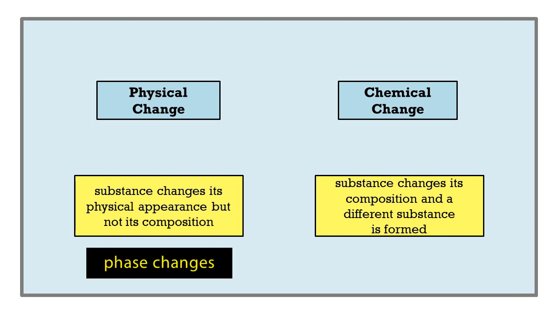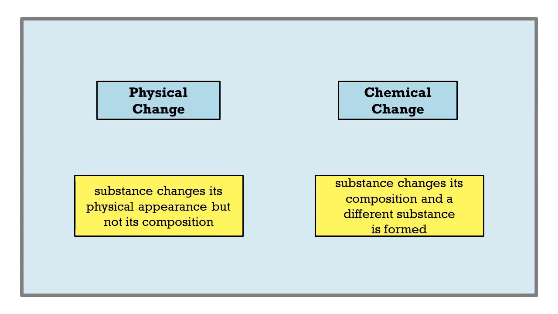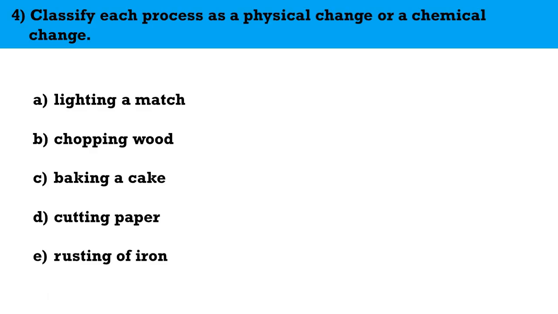All phase changes are physical changes. Transformations from solid to liquid, liquid to gas, and liquid to solid are examples of phase changes. A chemical change is also called a chemical reaction. Now let's go back to the problem. Classify each process as a physical change or a chemical change.